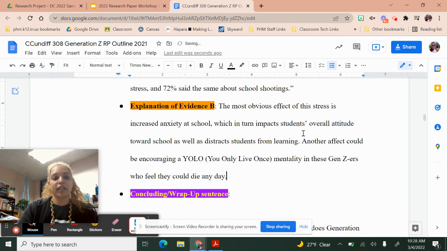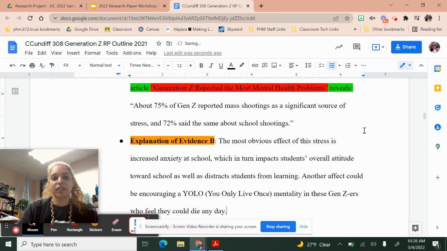So, that is how you should be explaining your evidence. As you can see, this is twice as long as the quote that I originally used, so it is a sufficient explanation. All right, see you next time.